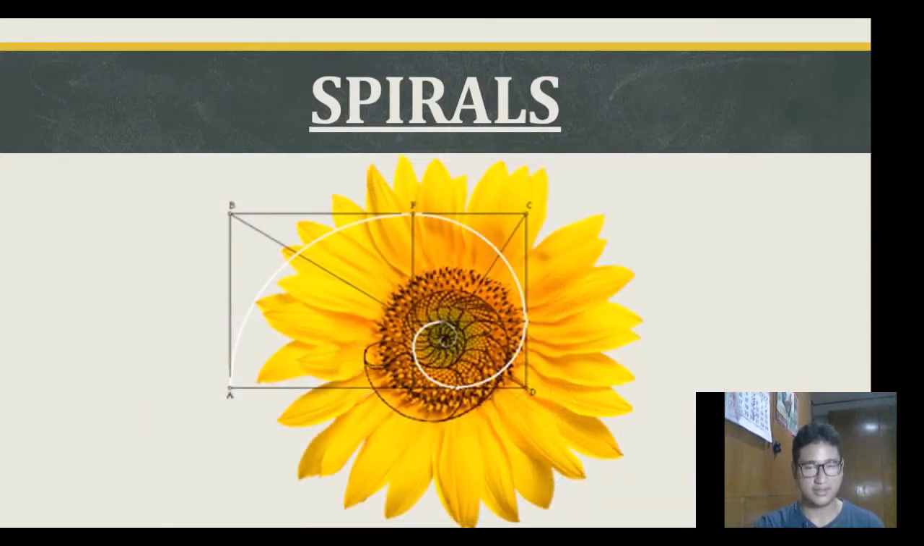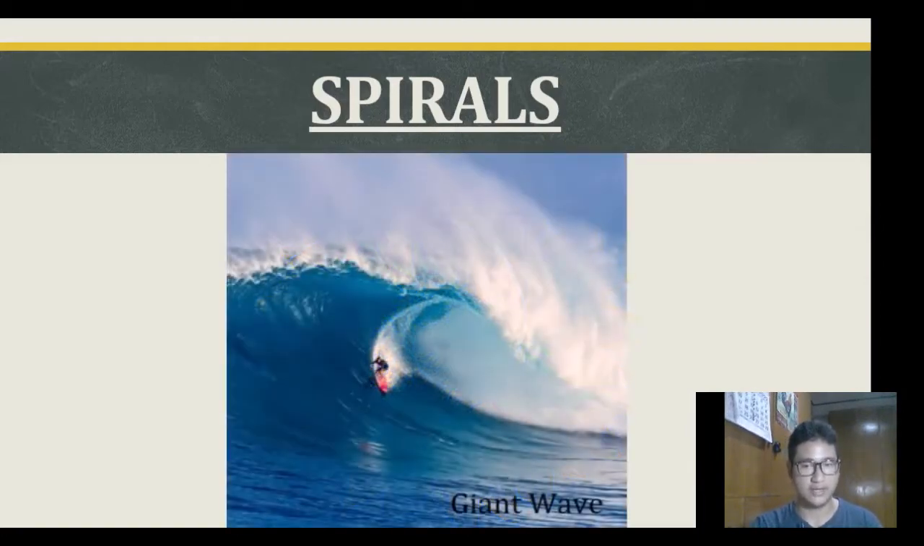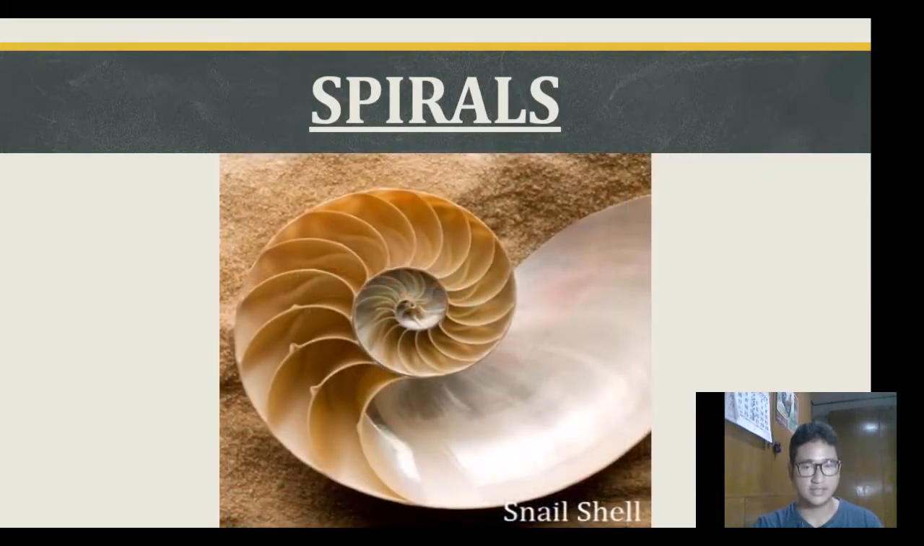Another example is the seeds of the sunflower, the giant wave, and the snail shell, which is a perfect example of the Fibonacci spiral.